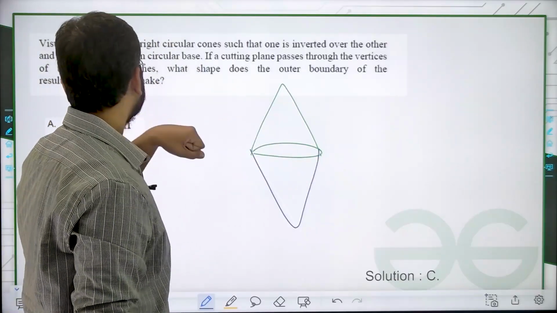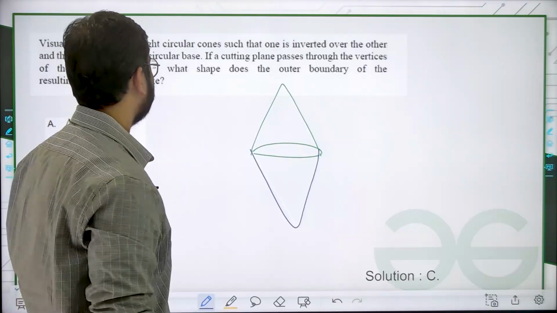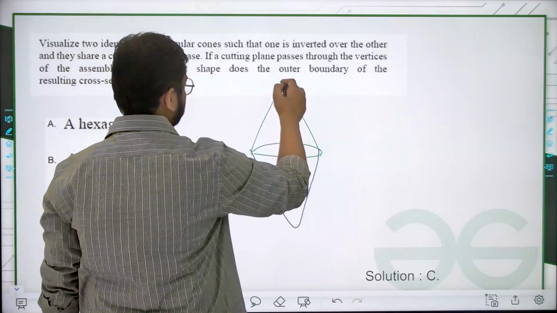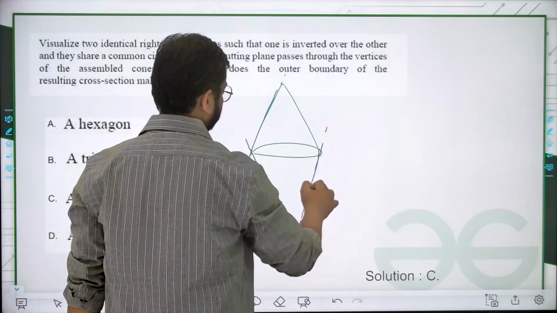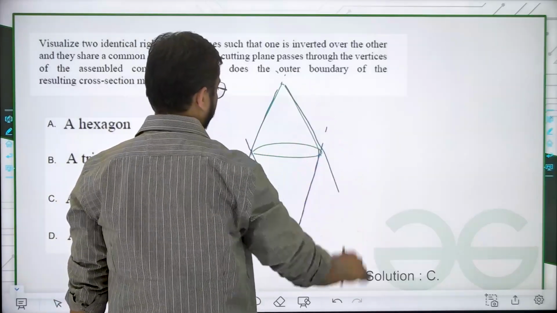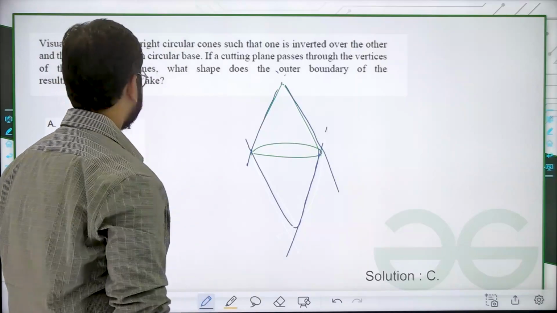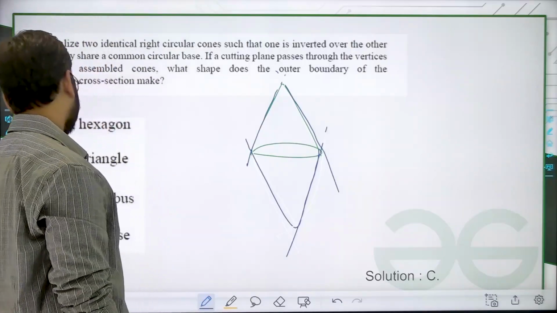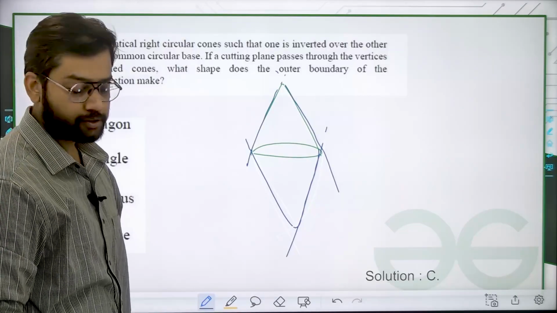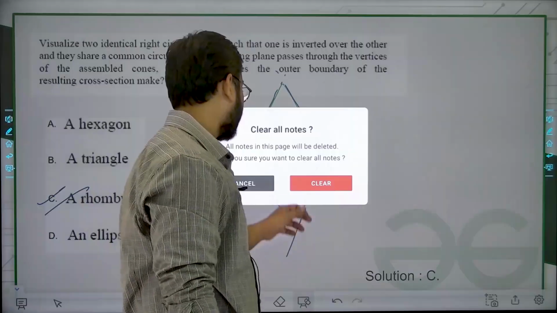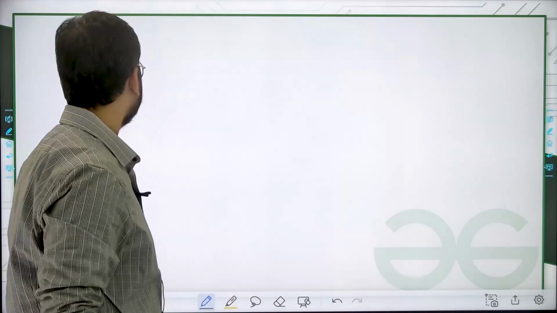For the assembled cone, what is the shape of the vertex section? It will be like this. This is not the hexagon, confirm. This is not going to be a triangle or an ellipse. That is certainly a rhombus, 100% sure.